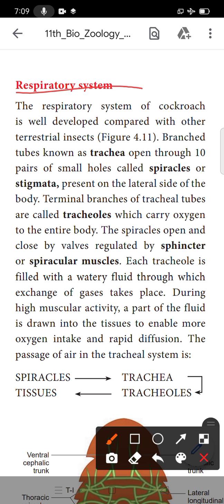Yes, okay. The respiratory system of a cockroach is well developed compared with other terrestrial insects.